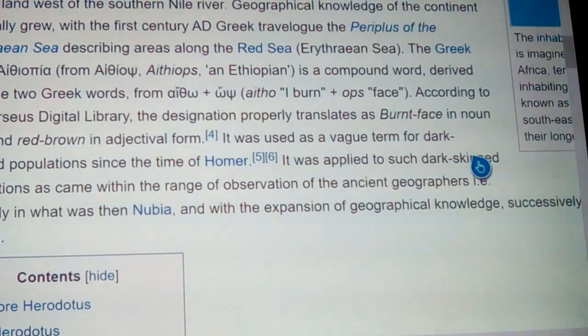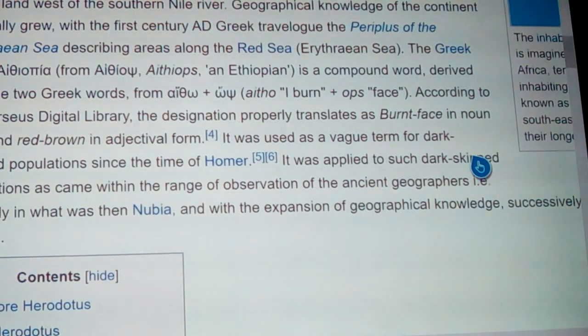It's a compound word derived from two Greek verbs, aitho, which means I burn, and ops, which means face. So it's people with a burnt face or sunburnt face, and it kind of meant people that were tanned. And they had this whole thing about people living closer and closer to the equator, how they'd have more tan to them. And basically, these Greeks, anybody that had a skin tone darker than them, they referred to in this way. And other times, they'd call them by the people's names and so on.